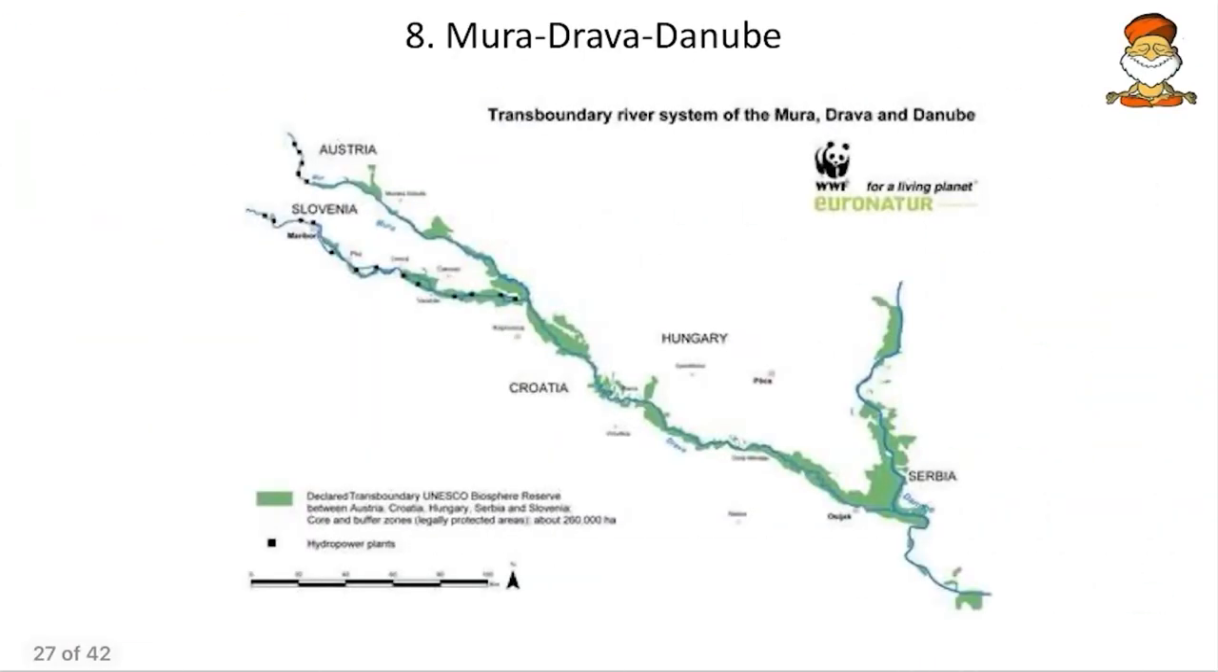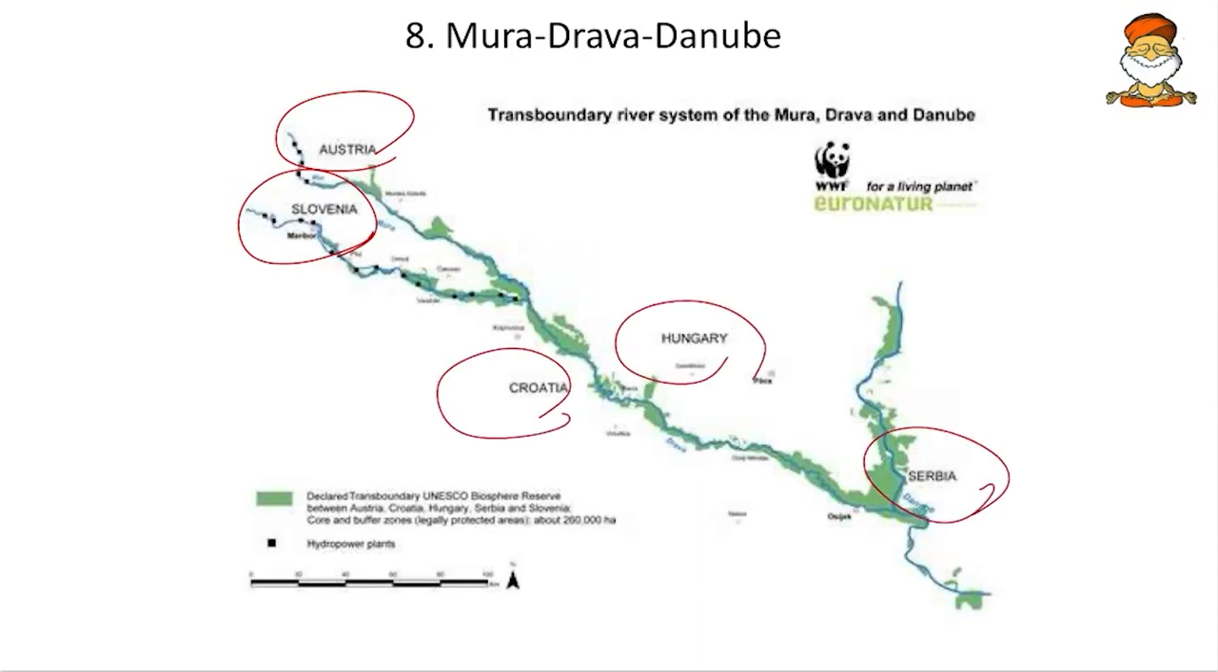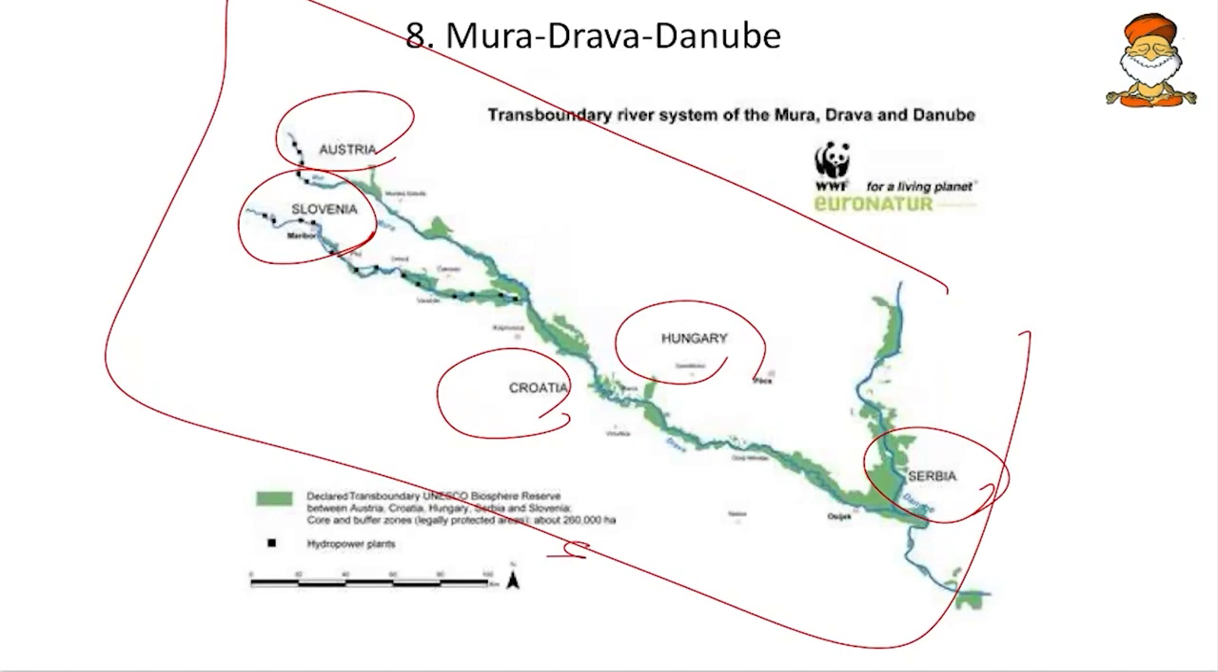And then coming to the map of this, so here the 5 nations are Austria, Slovenia, Croatia, Hungary and Serbia. So these 5 nations form this Mura, Drava, Danube River. So you can always get a question on what are the nations that are involved in this. So those things better remember with any of the mnemonic. AHSSC. So this you can remember.